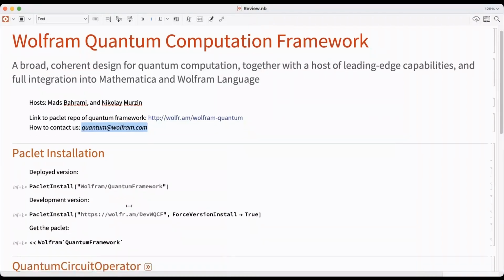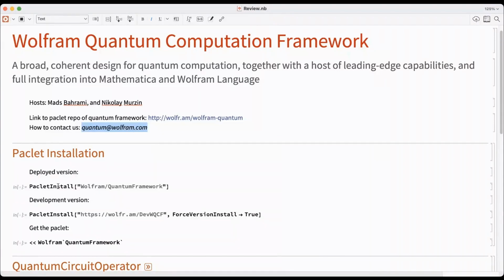Now let us start with paclet installation. What is the idea of paclet installation? Basically, you are going to add a collection of quantum functions to the built-in functions that you have in Wolfram Mathematica. So that's the idea of a paclet.